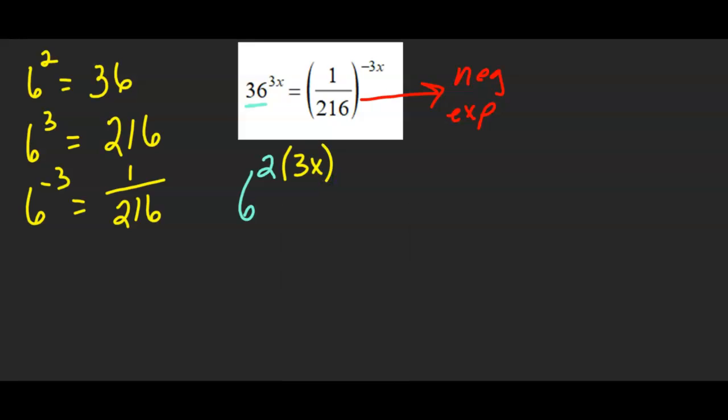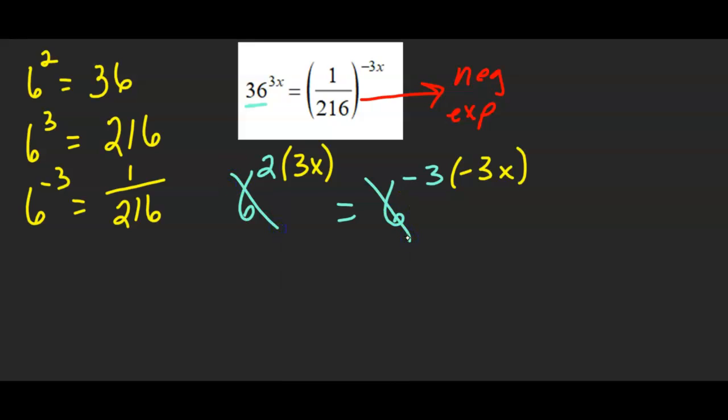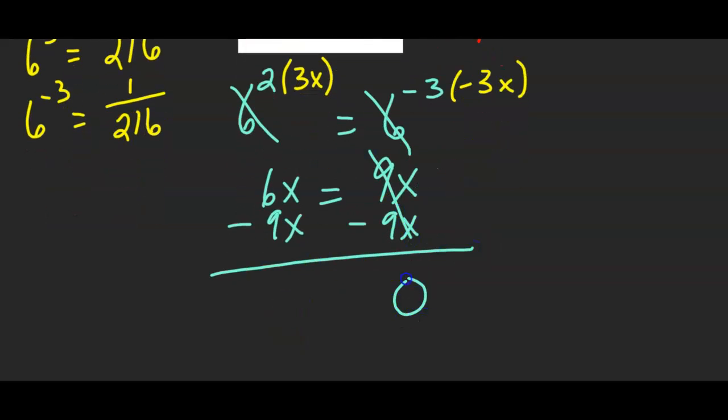And then 1 over 216 we're going to use as 6 to the negative 3. But you had an exponent there already. So now my bases are the same. That means the exponents are equal. Ignore the bases. 2 times 3x is going to be 6x equals, and then this is going to be positive 9x. Okay, and then if you divide both sides by 3, x is just 0.